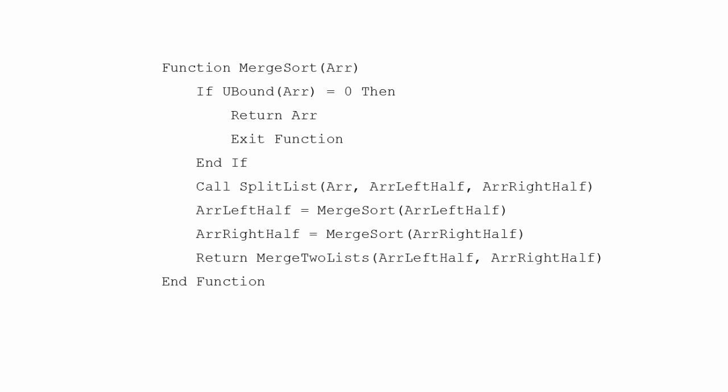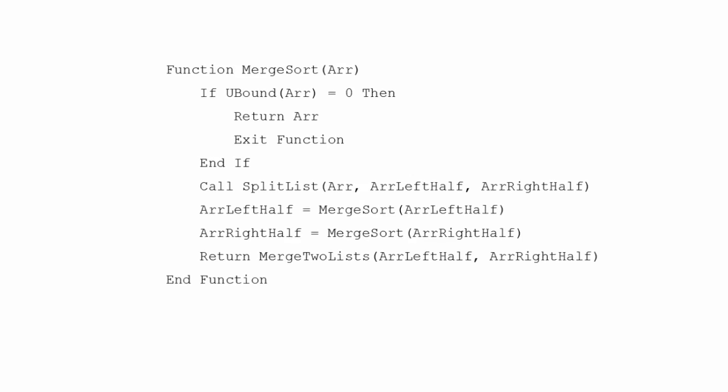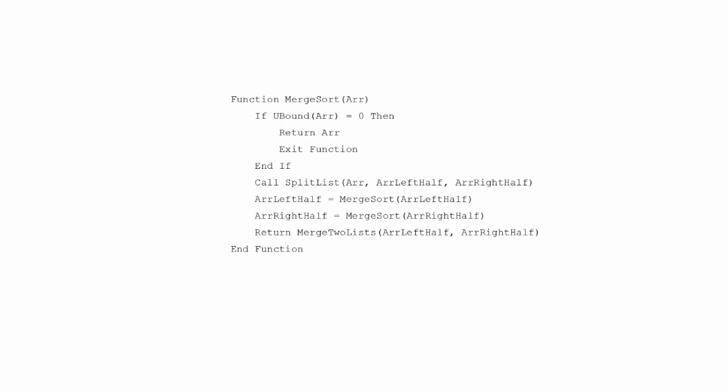The merge sort function calls two different helper programs, a procedure with the name split list and a function with the name merge two lists. The merge sort function also calls itself. This is very much a recursive approach. Let's see how it works.